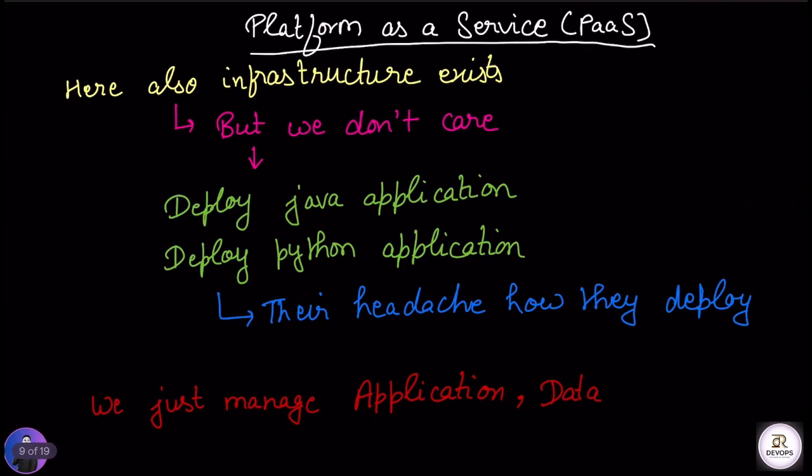Then platform as a service. Here infra also exists, but we don't need to care. The cloud provider needs to take care of the infra. For example, I will just say, okay, I want to deploy my Java application, or I want to deploy my Python application. So it's their headache where they are going to deploy.